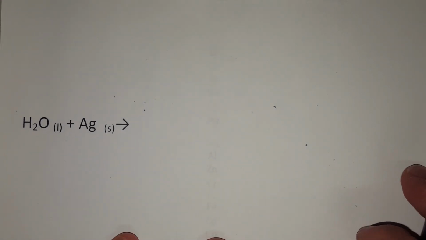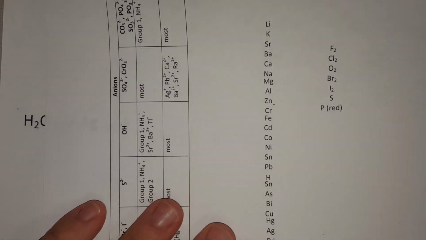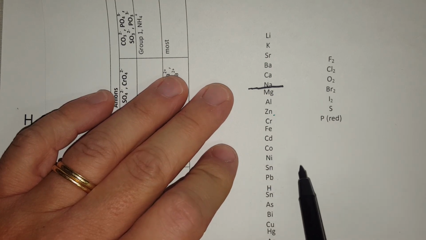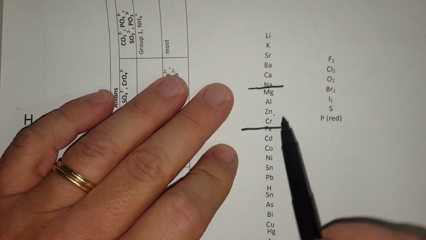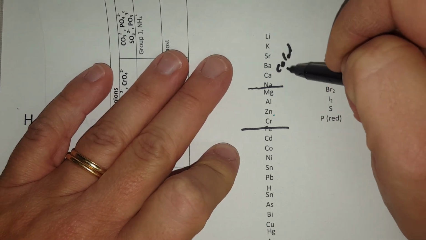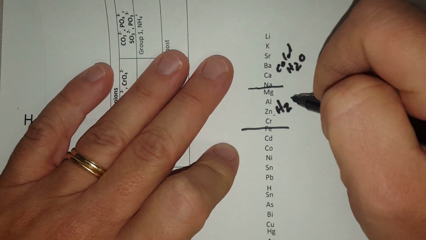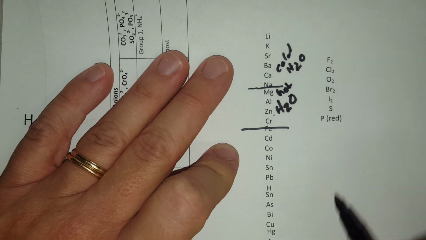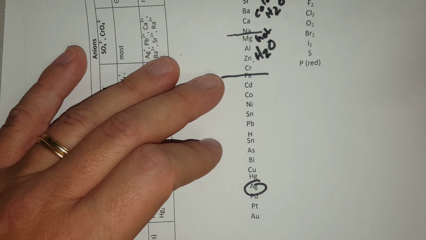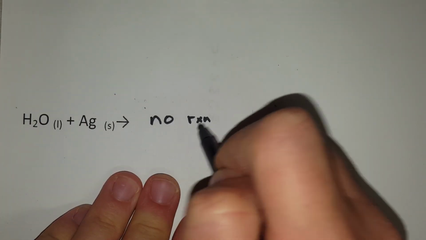Okay, and then the final reaction we're going to look at is silver with water. So we come to our activity series. We know, because we're going to remember, that anything above sodium will react with cold water, and anything above chromium will react with hot water. Silver is way down here. So since silver is below the metals which will react with water, I would say no reaction.